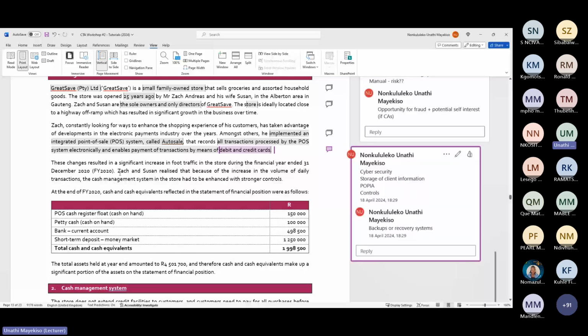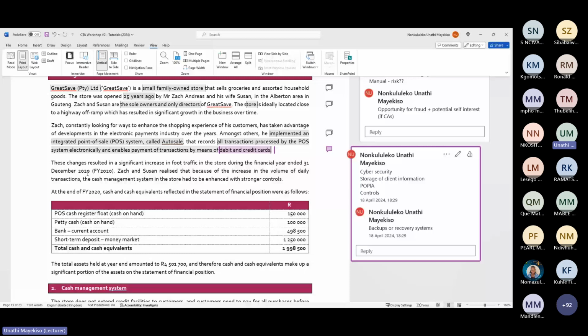Okay, then they say these changes resulted in a significant increase in foot traffic in the store during the financial year ended 31 December 2020. Zach and Susan realized that because of the increase in the volume of the daily transactions, the cash management system in the store had to be enhanced with stronger controls.